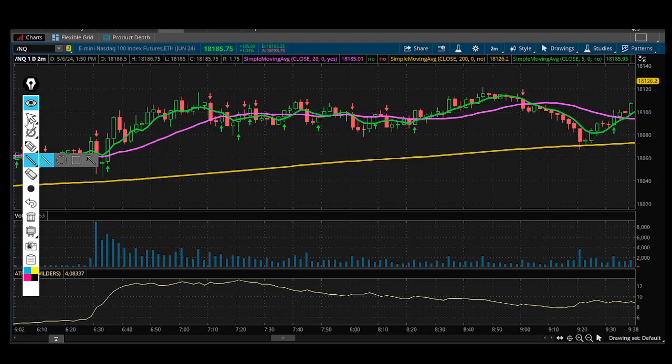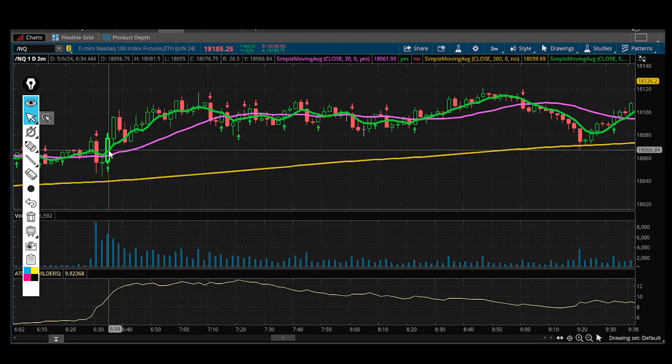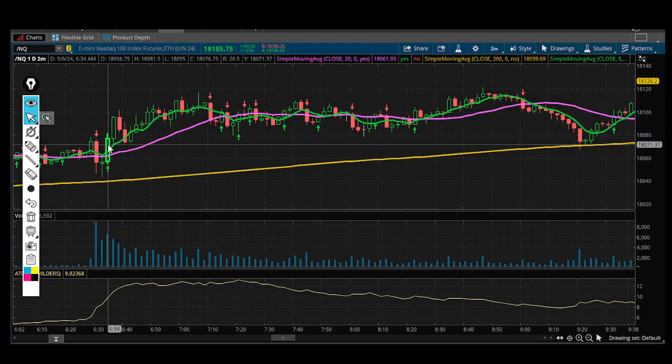So what we're looking for here is we're going to treat this as a scalping strategy, and we're going to look for the range of the reason why candle. Your reason why candle is the candle that closes over or under the 20 period moving average. In this particular situation at 6:34 off the open, this is 4 minutes off the bell, we get that reason why candle closing over the 20 SMA.